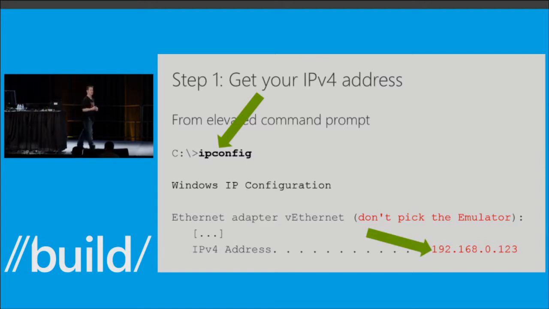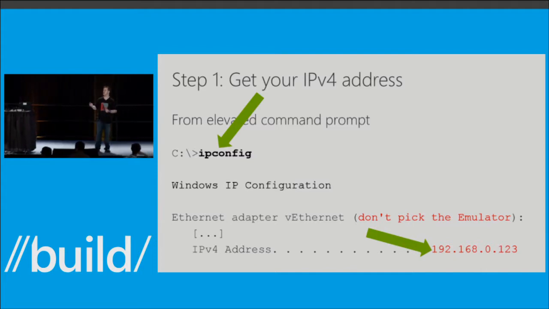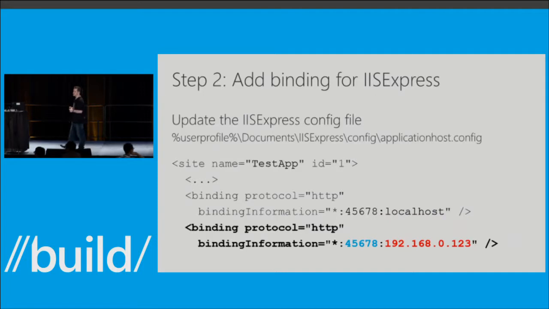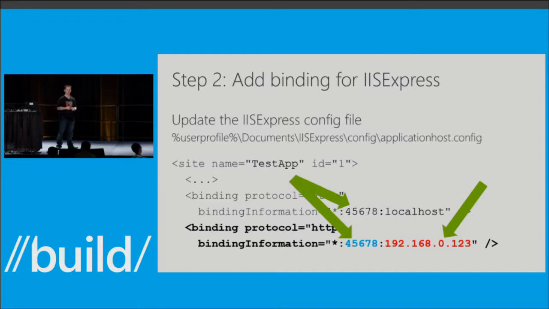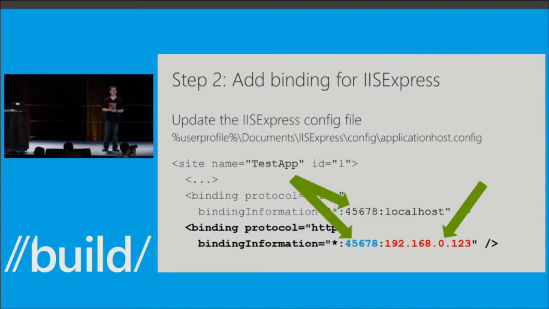Don't get the IP address of the emulator's own loopback adapter. That won't work. But pick your Wi-Fi adapter or your Ethernet adapter. So once you've got that IP address, the next thing you do is go into the IIS Express config file, find the existing binding statement that points to localhost, and copy that, and then update localhost to be the IP address that you got from ipconfig and the same port number that IIS Express is listening on.